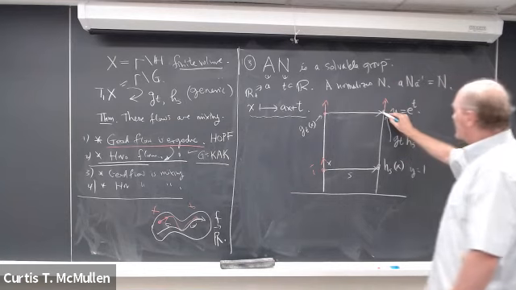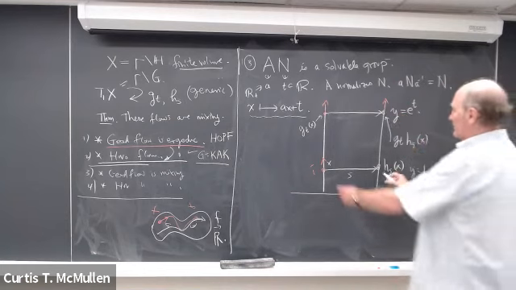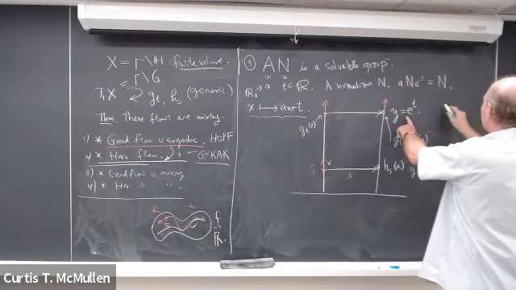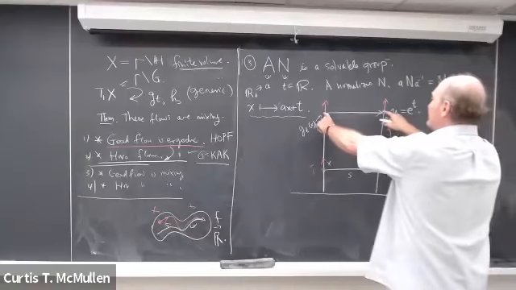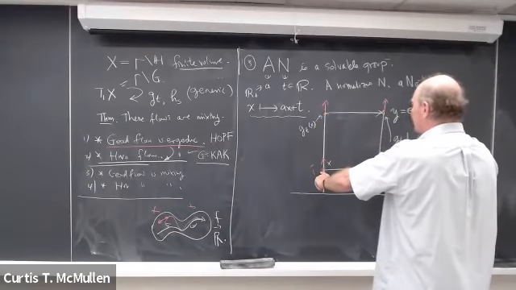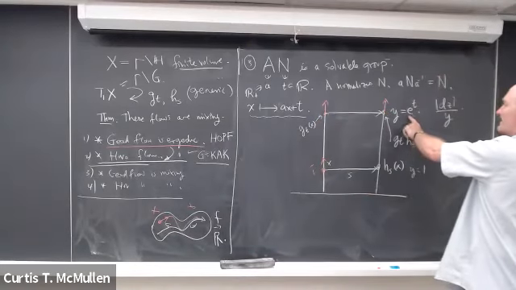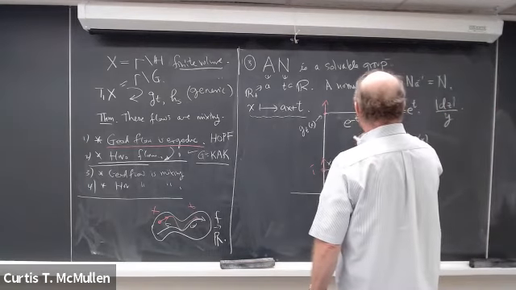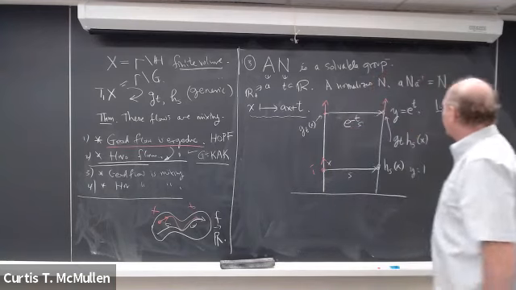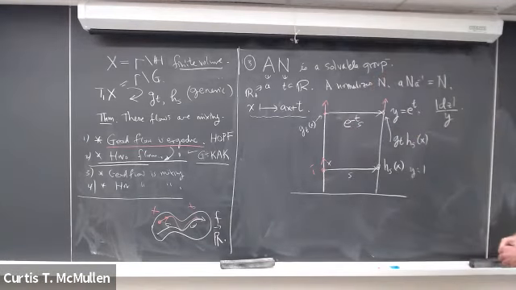But how long is this segment? Well, the hyperbolic metric is dz over y. So this segment is much shorter than this segment. In fact, it's shorter by a factor of e to the minus t. So this distance is e to the minus t times s, not s anymore.